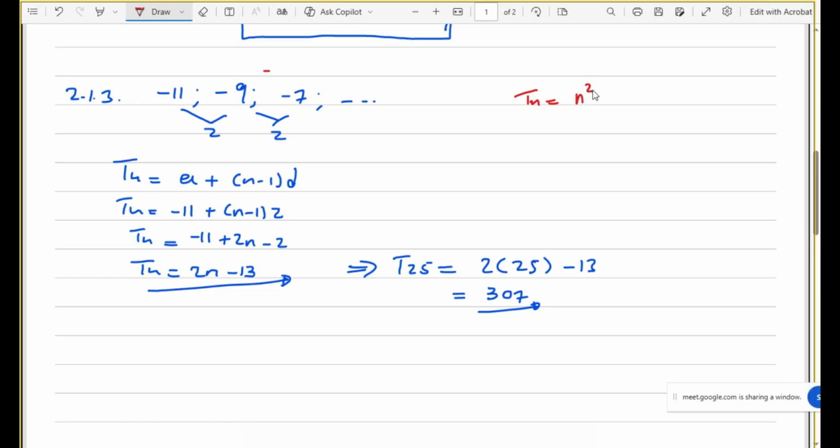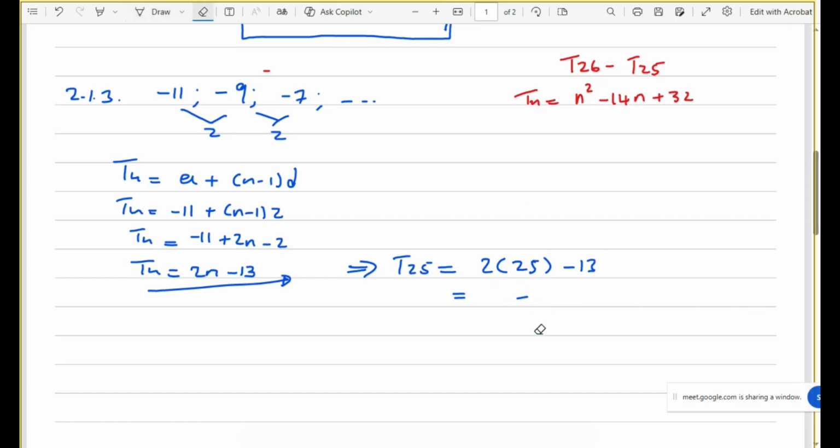Okay. So what you are saying is that if I have n squared minus 14n plus 32, I'll definitely answer you on that one. You are saying we should find T26, subtract T25. That's very correct. We'll definitely do that method. Now, please guys give me a chance to explain where this one is coming from. So when I look at this, I'm going to explain. If you don't understand what we are doing, just give me a second, then we'll go to that method.